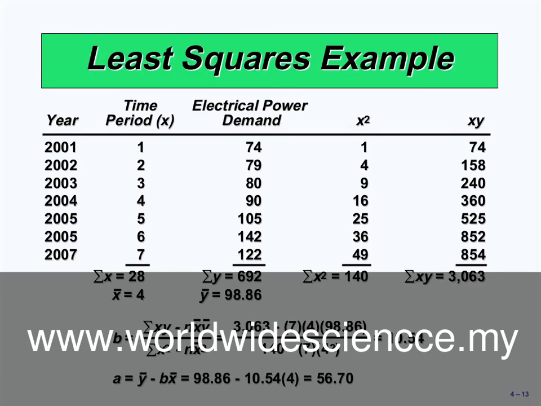X bar is in the second column from the left. The second column is X, the time period: 1, 2, 3, 4, 5, 6, 7. We should sum them: 1 plus 2 plus 3 plus 4 plus 5 plus 6 plus 7 is 28. X bar is sigma X divided by 7, because n is 7 here, because we have 7 years.